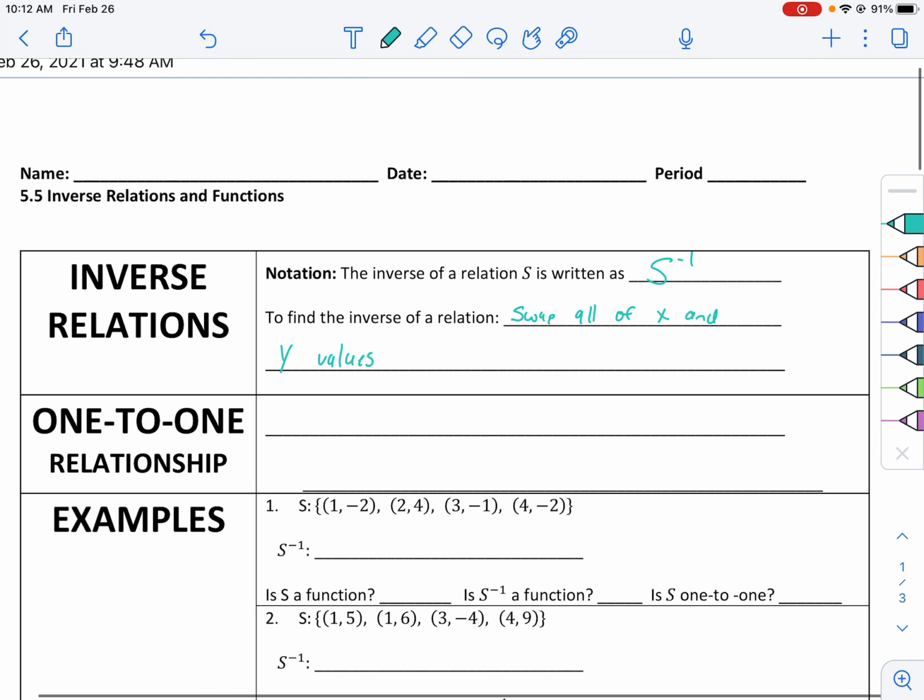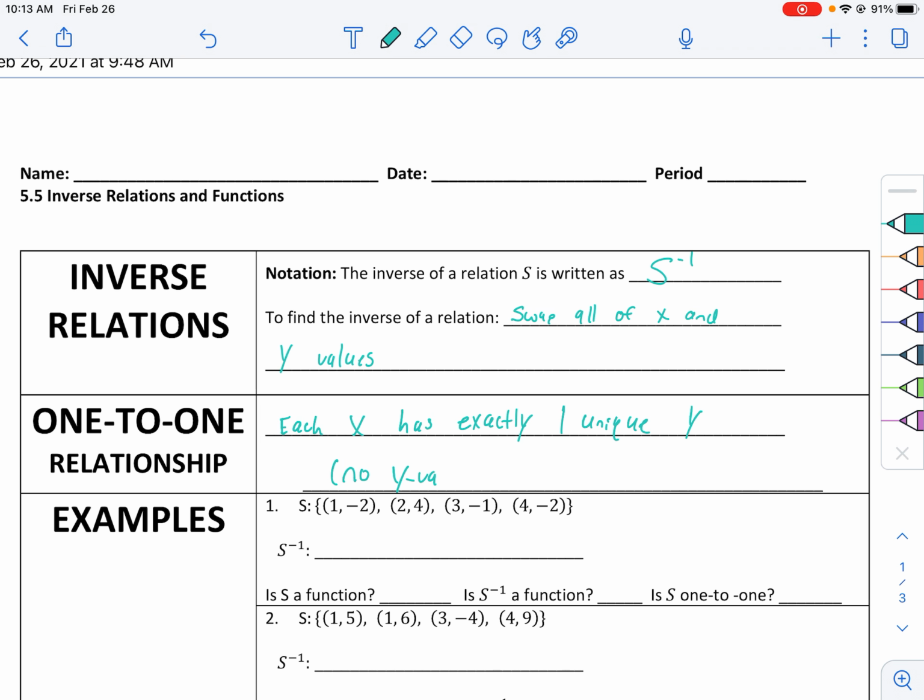How do we determine a one-to-one relationship? What is a one-to-one relationship? It means each x has exactly one unique y. This is telling us that no y values repeat themselves.